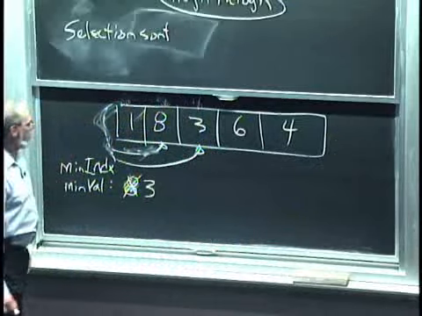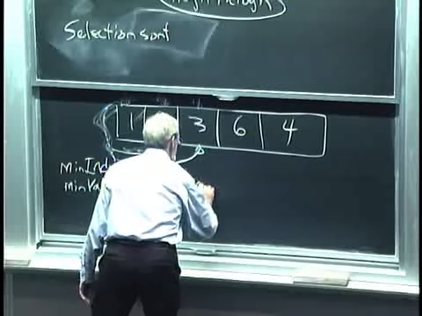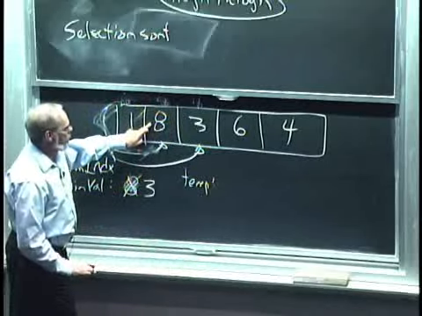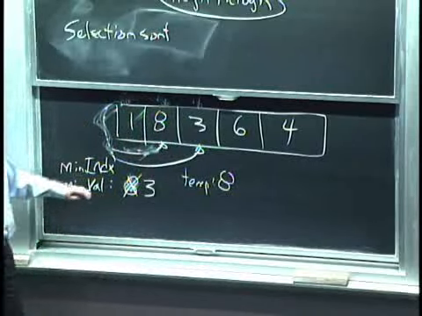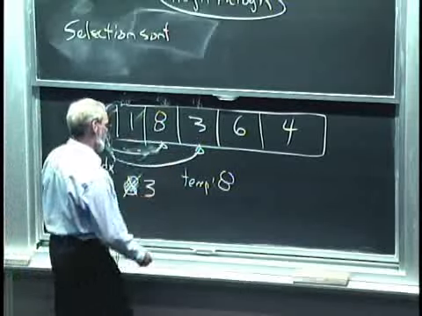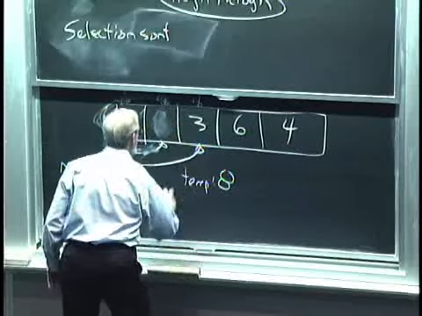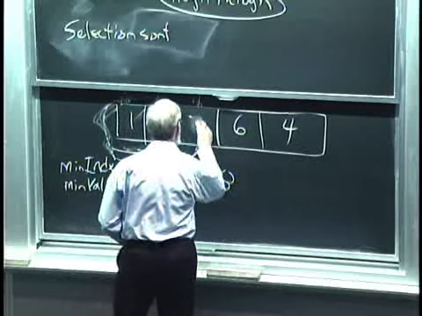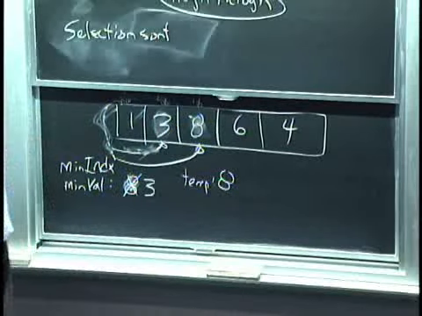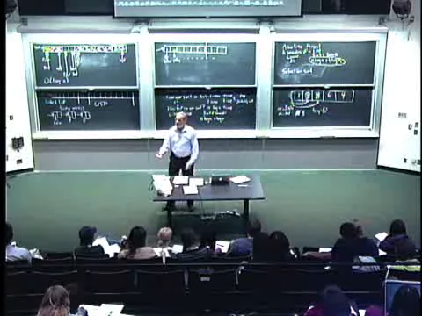And when I get to the end, what do I do? Well, you see, I say take temp and store away what's here, which is that value, and then take what min index is pointing to and stick it there. Finally, replace that value. Okay. Aren't you glad I'm not a computer?